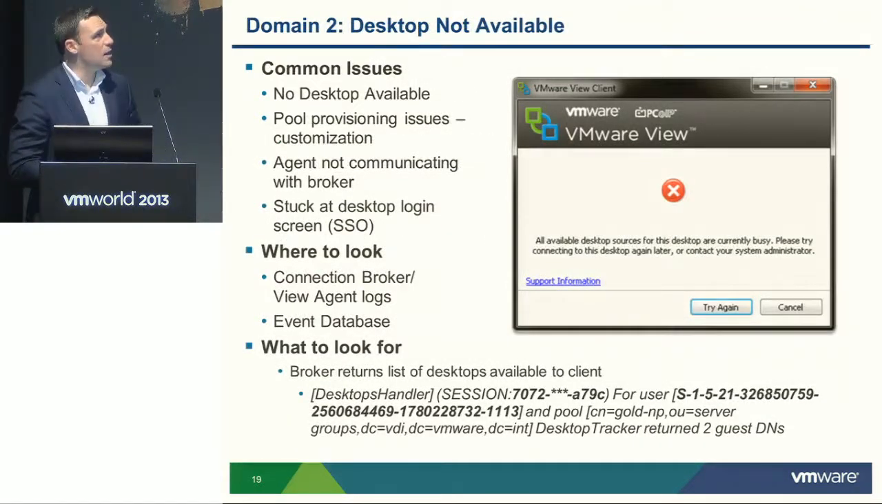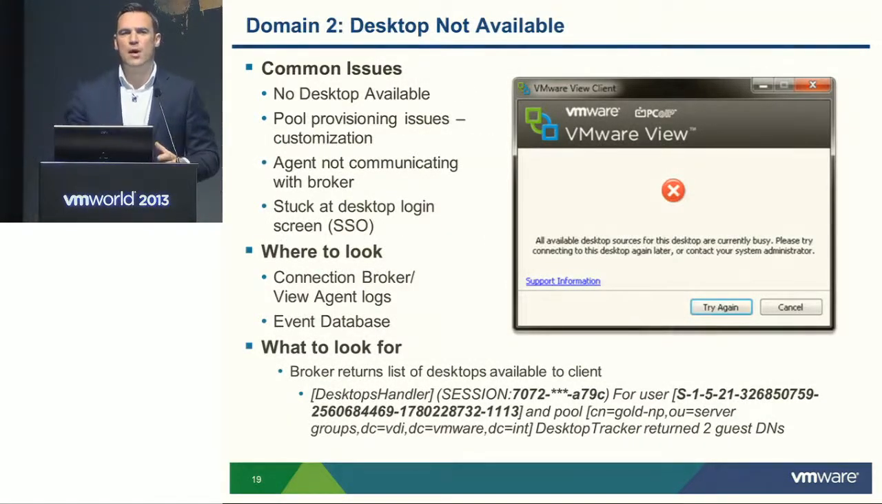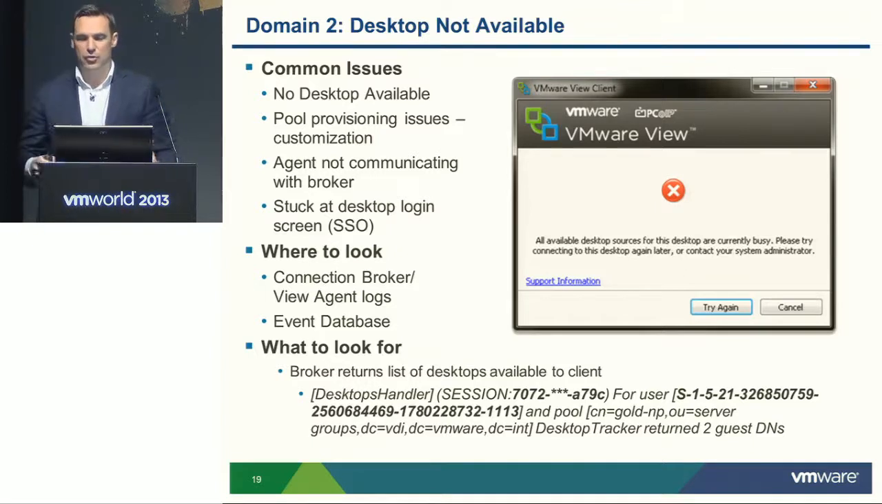So let's talk about domain number 2, which is desktop not available. This is really around provisioning issues or something that's happening where the desktop hasn't been able to initialize correctly and pass its information over to the connection server.